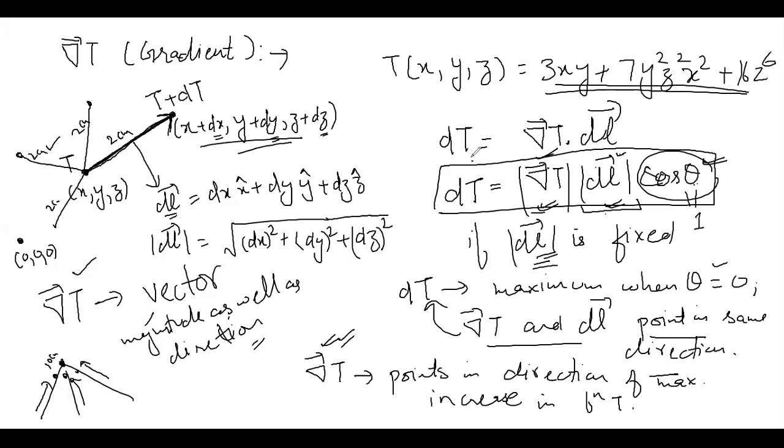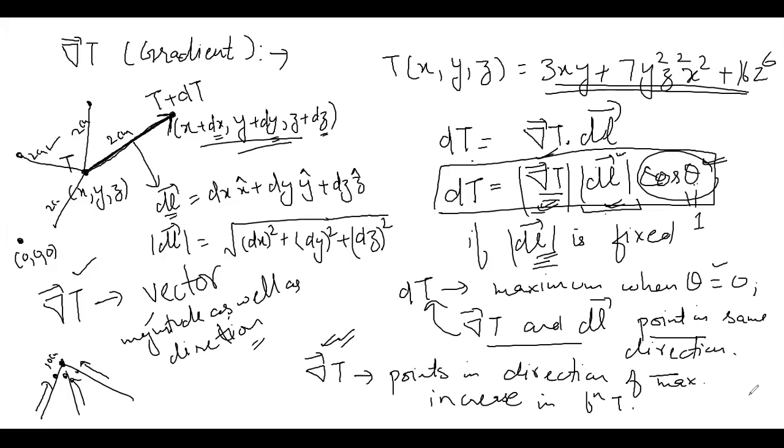Whatever scalar function is given, you calculate its gradient, and the gradient will point in the direction of maximum increase in the scalar function that is provided to you. This is the physical significance of the gradient. Anyone has any doubt in it? Ma'am, theta is the angle between dl and this gradient here. Okay, ma'am.